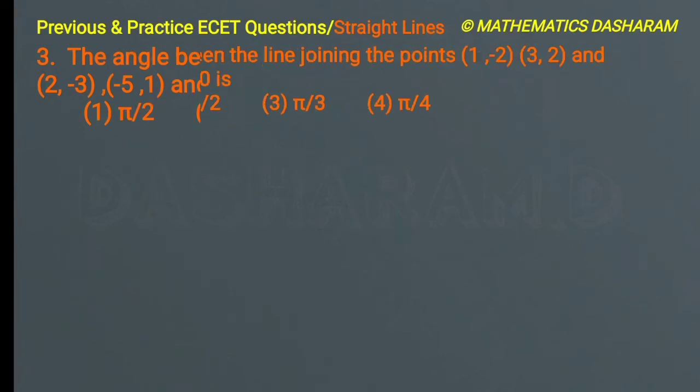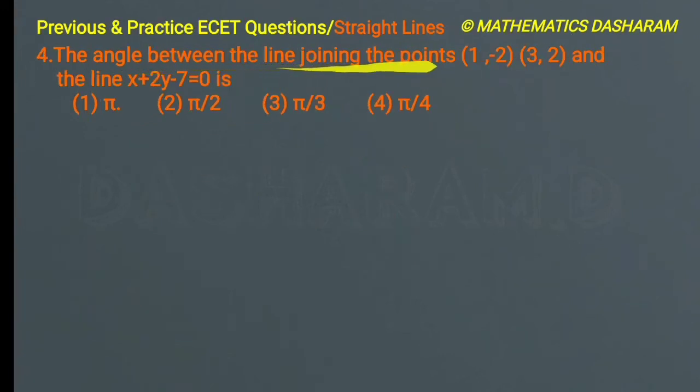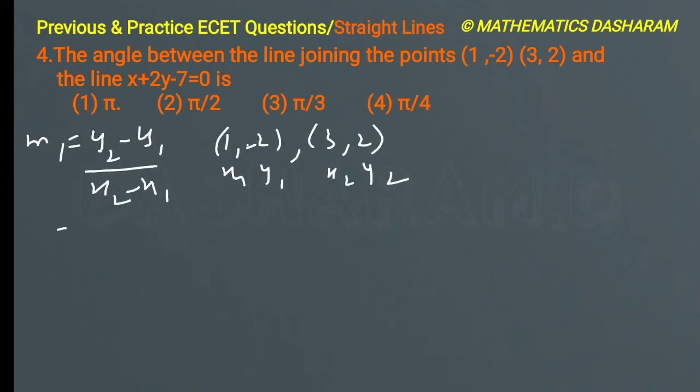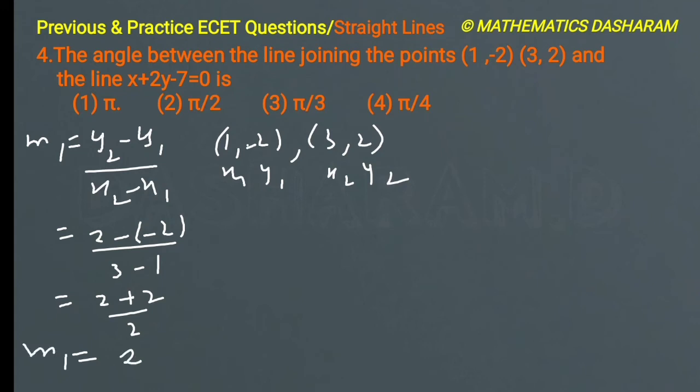Next, fourth question: the angle between the line joining (1, -2), (3, 2) and the line x + 2y - 7 = 0. First, the slope for these two points, because both belong to one straight line. So m1 = (y2 - y1)/(x2 - x1) = (2 - (-2))/(3 - 1) = (2 + 2)/2 = 4/2, answer is 2. So the m1 value is 2.